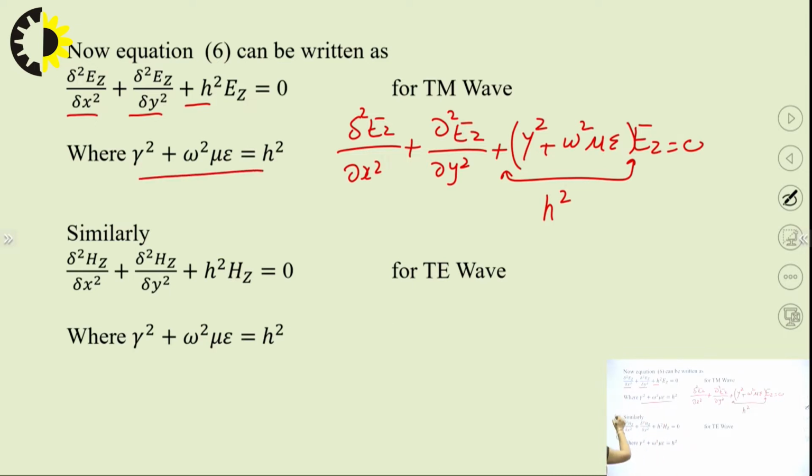Similarly, for the TE wave, in place of Ez, here it is Hz. Del square Hz upon del x square plus del square Hz upon del y square plus h square Hz is equal to 0. This is your TE wave. Again, what is this h? h square is equal to gamma square plus omega square mu epsilon.